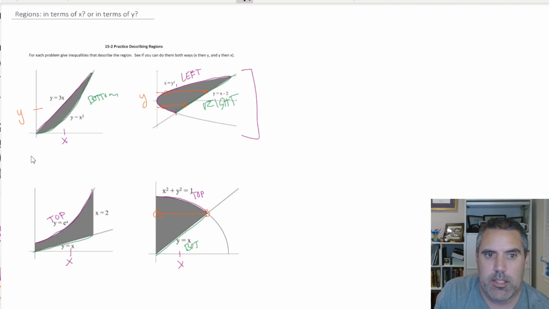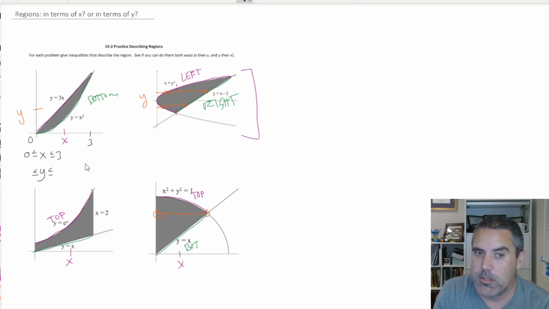Like this one, we can say for all X from 0 to 3, Y is between the top and bottom. And I'm getting the 0 to 3 from those intersections. On the bottom, it's X squared, and on the top, it's 3X. That's one way to describe that region.